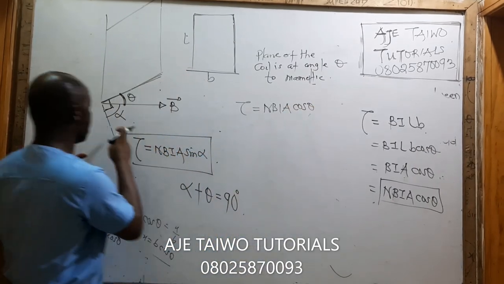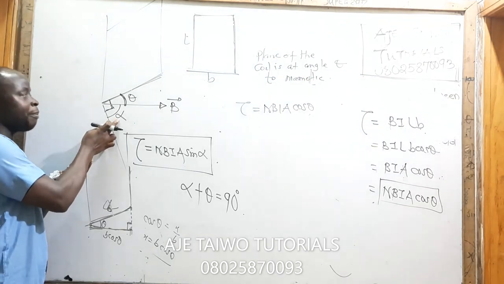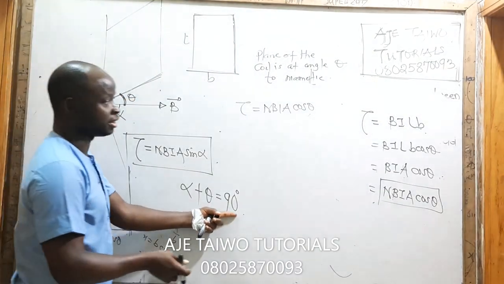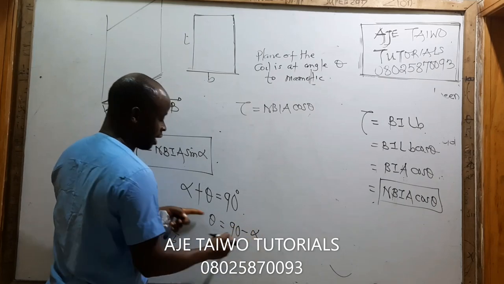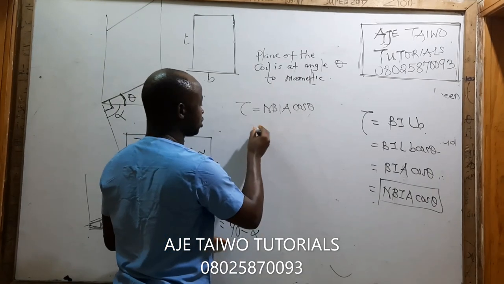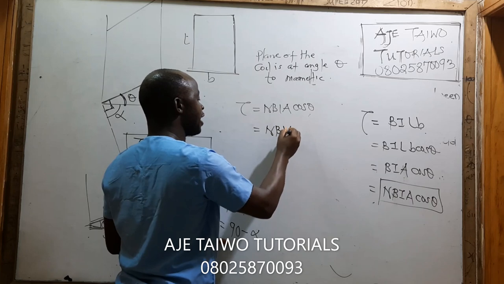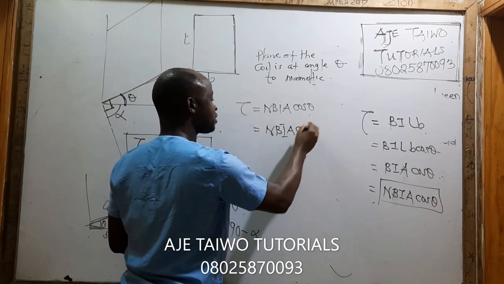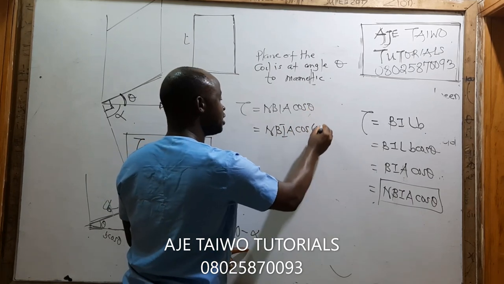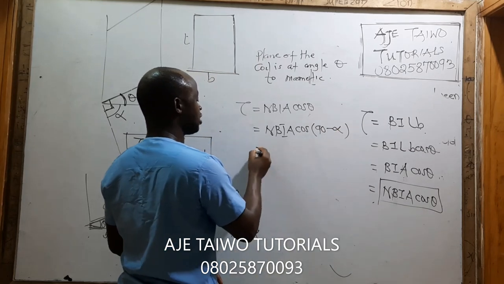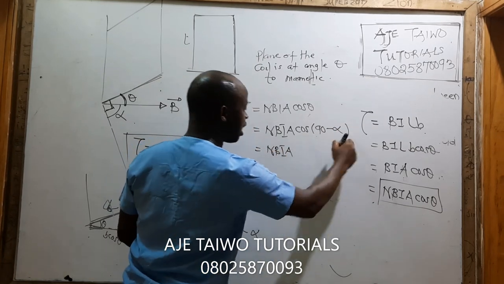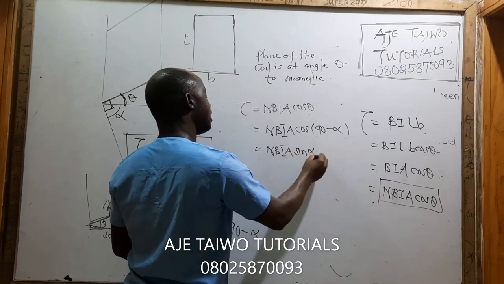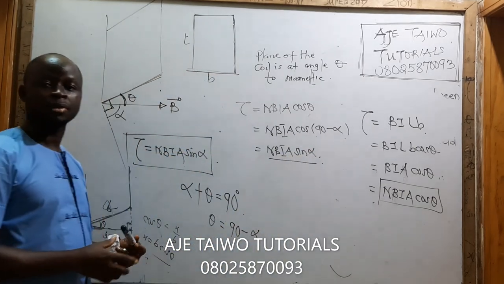And we said that, I've said this before, alpha plus theta is 90. That means theta will be 90 minus alpha. If you now put down here, NBIA cos theta is NBIA cos (90 minus alpha), which is sine alpha. That's the proof.